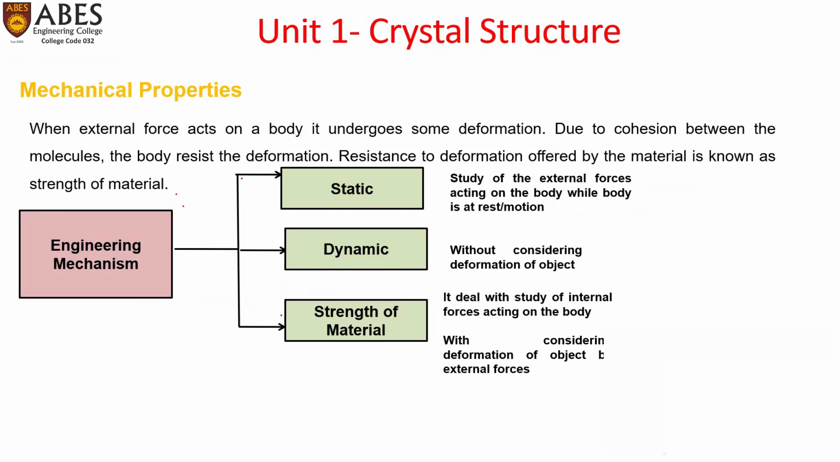So when external forces act on a body, it undergoes some deformation. Due to cohesion between the molecules, the body resists the deformation. So the internal cohesion between the molecules tends to resist the deformation. Resistance to deformation offered by the material is known as strength of it. The quantity and the quality of resistance to deformation offered by the material is known as strength of material.